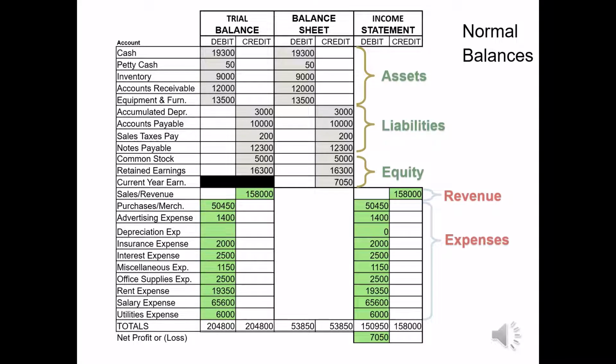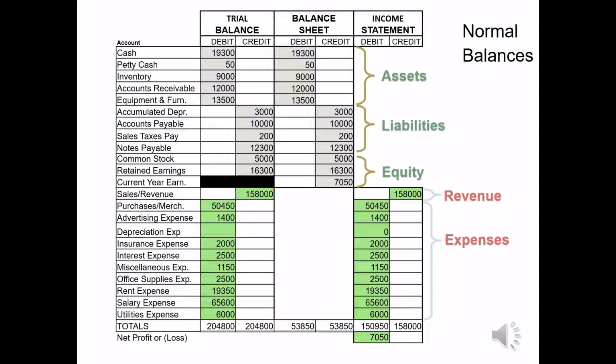Let's look at the spreadsheet that includes all accounts of a particular company. Notice that some accounts are listed on the left side, the debit side, and some accounts are listed on the right side, the credit side. Look closer and you'll see that all the assets are listed on the debit side. All the liabilities are listed on the credit side. The equity is listed on the credit side. The revenue is listed as a credit. And the expenses are all listed on the debit side. These are all considered to be normal balances.